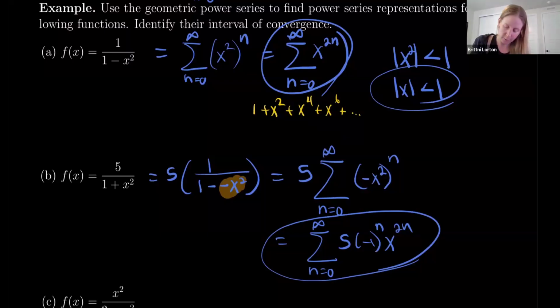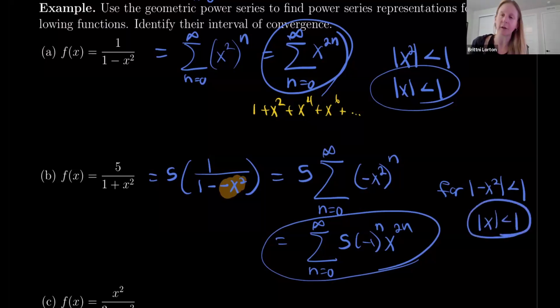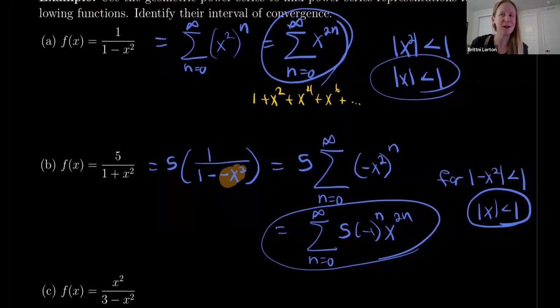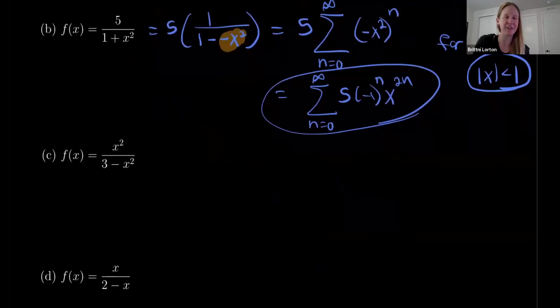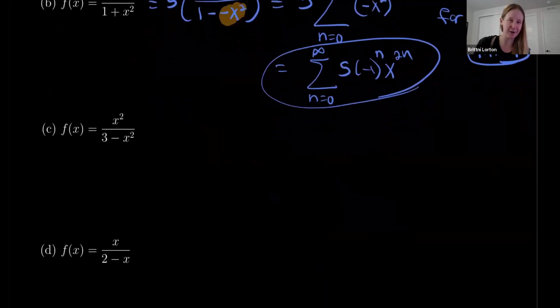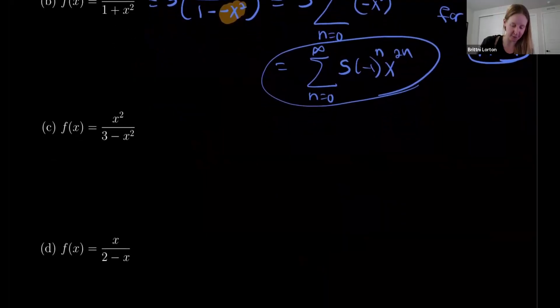And this one only worked for the absolute value of negative x squared less than 1, which, if you take the absolute value of a negative, is gone, square root both sides, happens to be the same interval of convergence. Let's do another one. It's not always going to be the same. Let's do another one. So here's my function f of x equals x over 3 minus x squared.